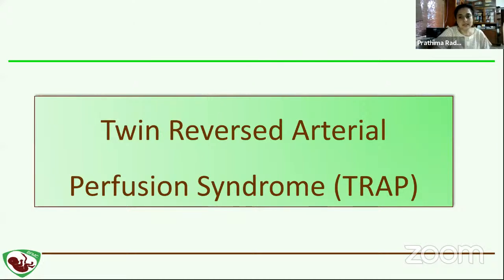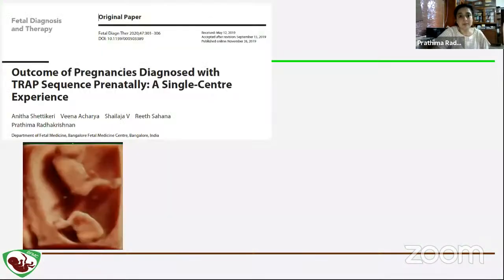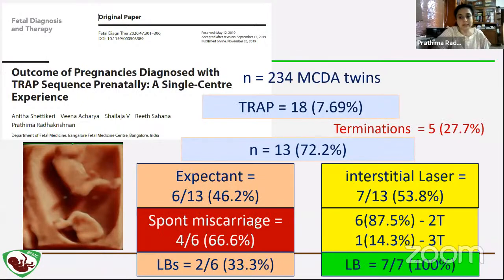The other situation is the twin reversed arterial perfusion syndrome, and this is a paper that we published last year looking at the outcome of TRAP pregnancies, and we had about 7% of TRAP in 234 monochorionic pregnancies, and of course 1 in 4 terminated the pregnancy. The termination rate is high, and of the 13 they were offered expectant management or interstitial laser. About half of them chose interstitial laser, and the outcome in the group which had interstitial laser was far better. We had more than 60%.